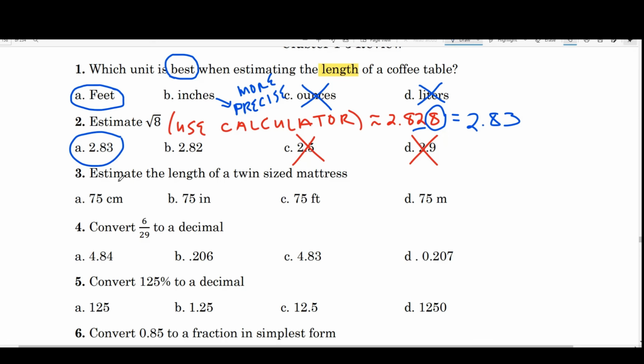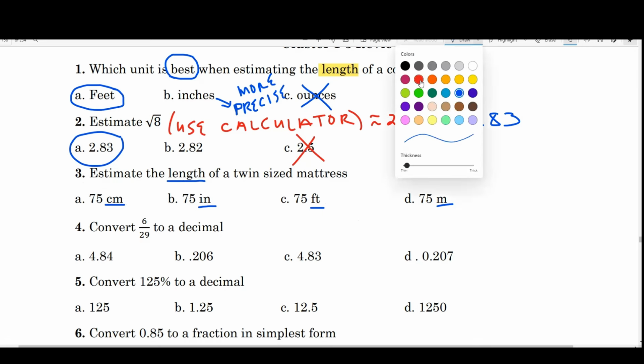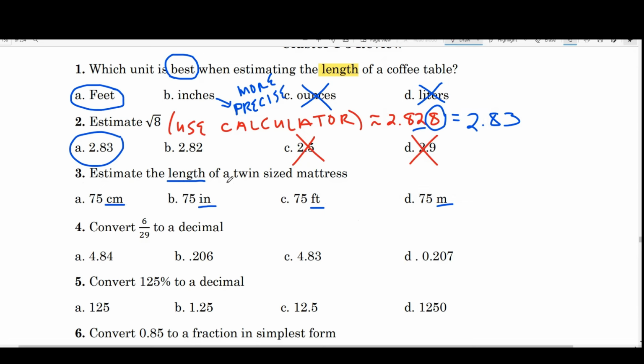All right, number 3 says estimate the length of a twin size mattress. Here we always want to check the units first, because we're looking for length. We have centimeters, inches, feet, and meters. All of these measure length. So now we need to look specifically at the values of the numbers associated with those to see what fits and what doesn't fit. We also want to do a process of elimination. We're looking at a twin size mattress, and we're all familiar with mattresses and about what size they are.